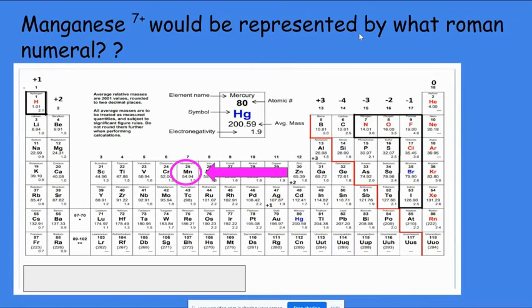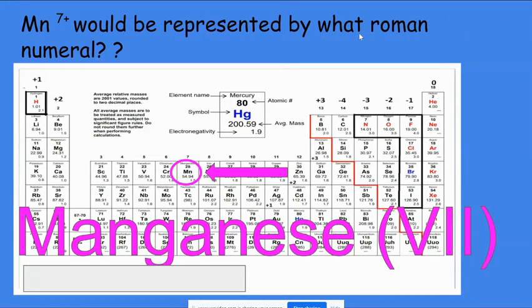If I look at manganese 7+, I would represent that by what Roman numeral? Thinking about our chart, I would say manganese, and then I would put in Roman numerals VII, which is the Roman numeral 7.